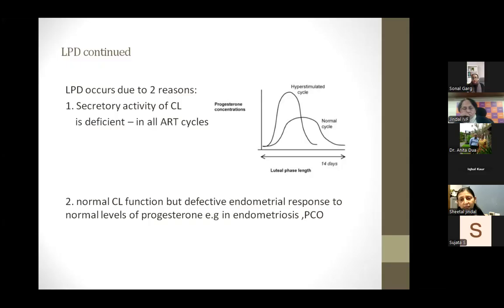And there can be another type of luteal phase defect in which the corpus luteum is normal, which means the progesterone production is normal, but the endometrial response, the endometrial changes to that progesterone production, is not appropriate. And this also leads to a relative luteal phase defect, which is very commonly seen in endometriosis and in some females with polycystic ovaries owing to high LH in them.